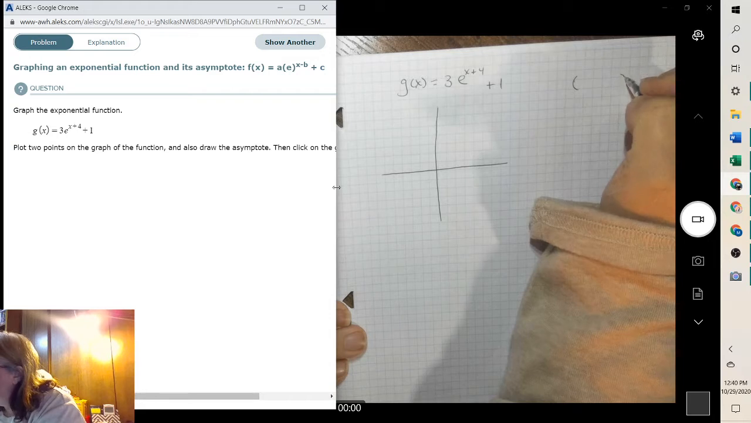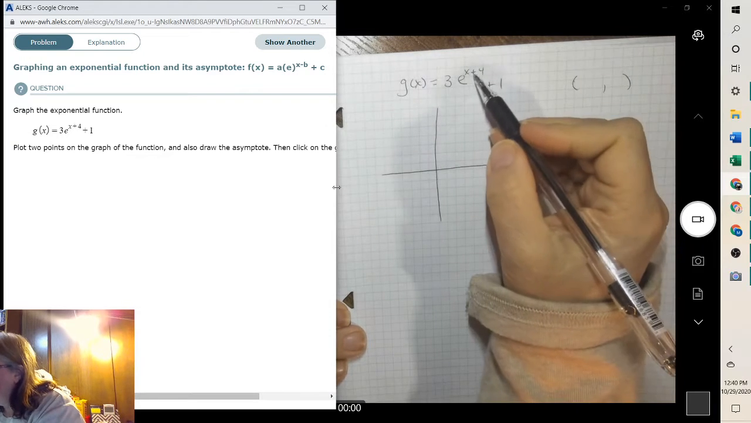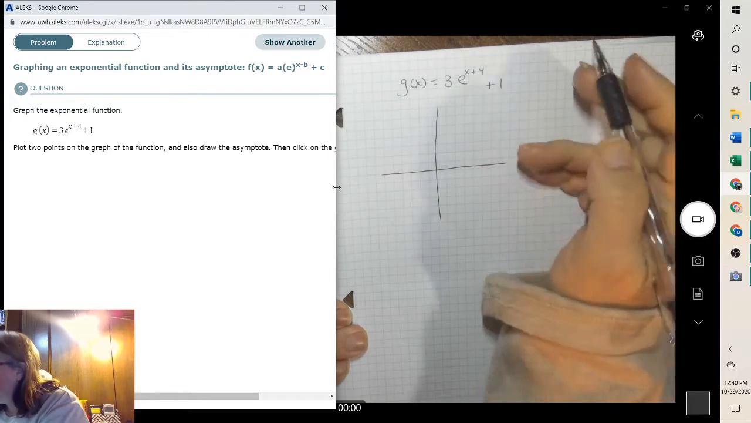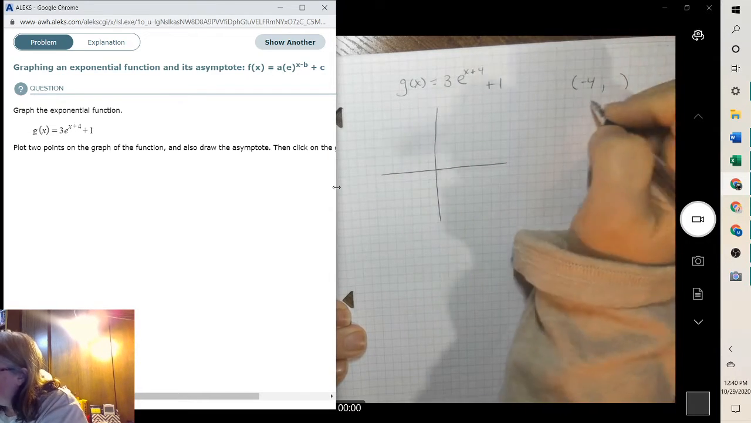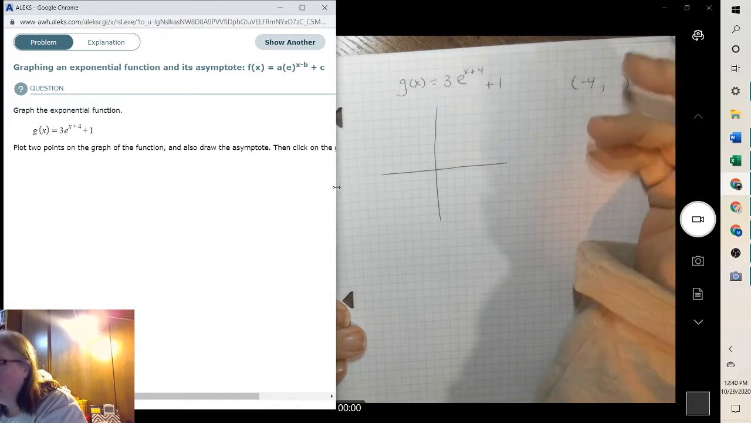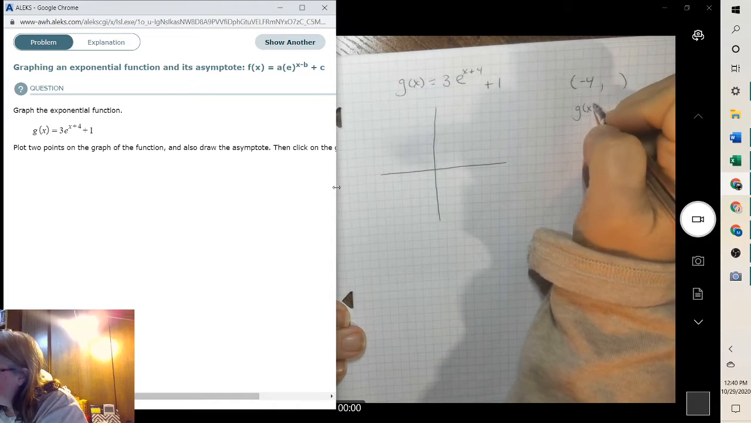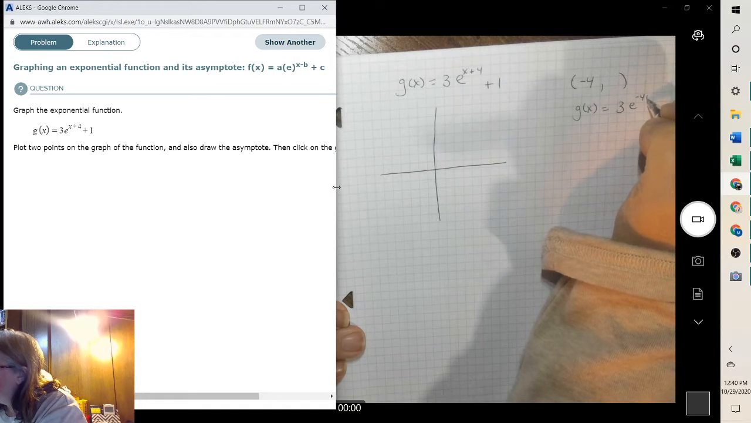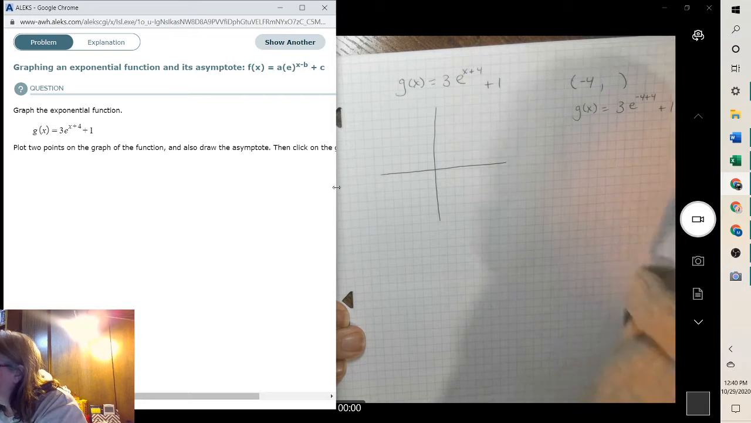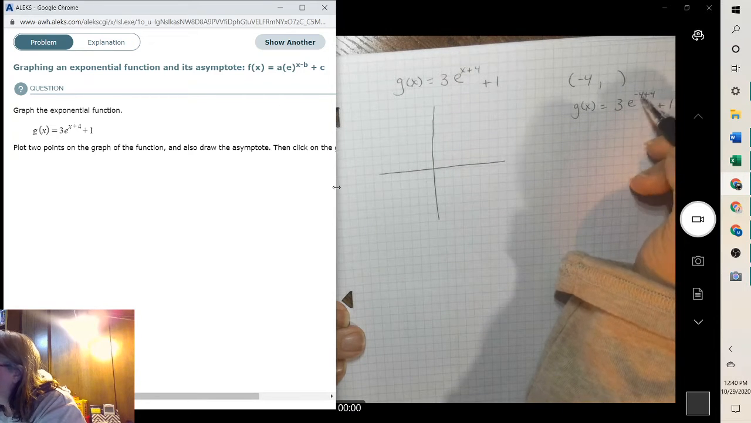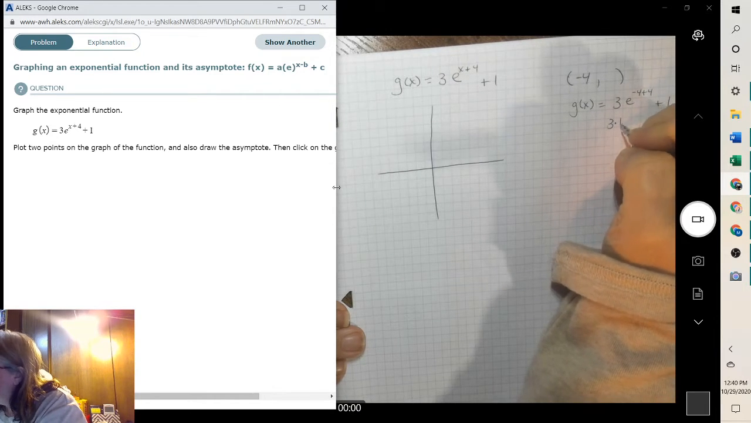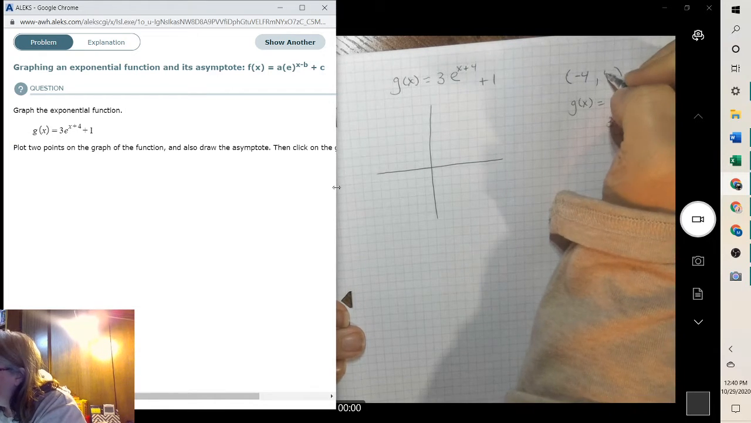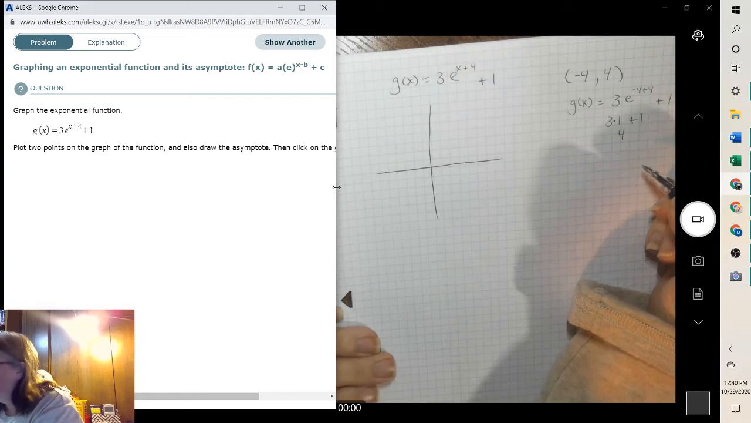When you're deciding what point to use, the first one you want to choose is whatever's going to make this 0. So that would be a -4. That way then we lose the E. We have a number. So if we plug in -4, notice that will be 0, and e to the 0 is 1. So this is 3 plus 1 is 4. So we have 1 point, -4, 4.